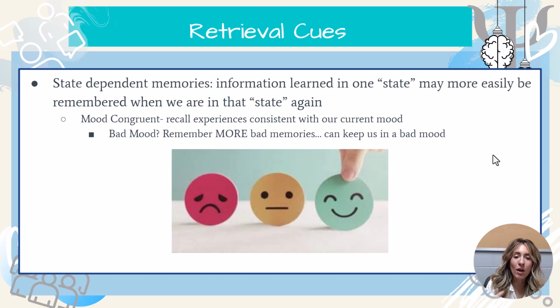Another, more specific example of this is called mood congruent memory. This is when we find that when you are in a mood, good or bad, you recall more memories that match that mood. So if you're in a bad mood, you remember more bad things. And if you're in a good mood, you remember more good things.